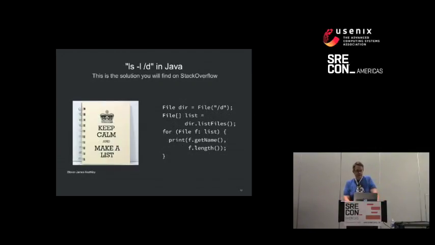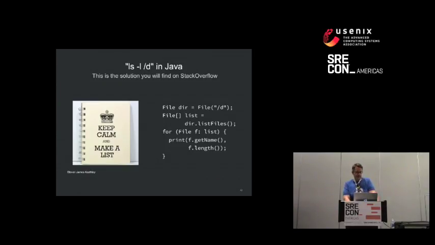So let's look at Java. This is the canonical way of listing a directory in the Java API. It's the only method available prior to Java 8. The important thing to look at is the second and third line here, which is dir.listFiles.